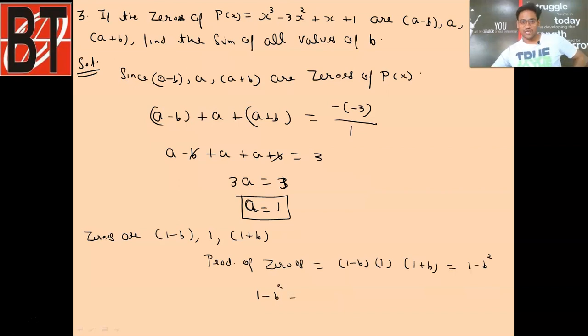So minus d by a, the value of d is our +1, so it is -1 upon 1. Clear? Because we know the product of zeros is minus d by a. I just wrote the relationship directly. In the examination you can write the relationship first, alpha, beta, gamma. We know the product of zeros is minus of constant term upon coefficient of x cube. Clear?